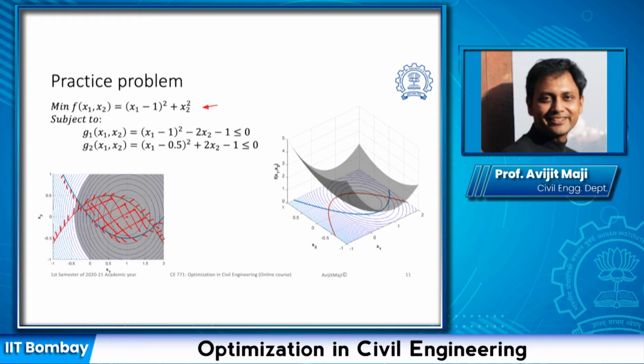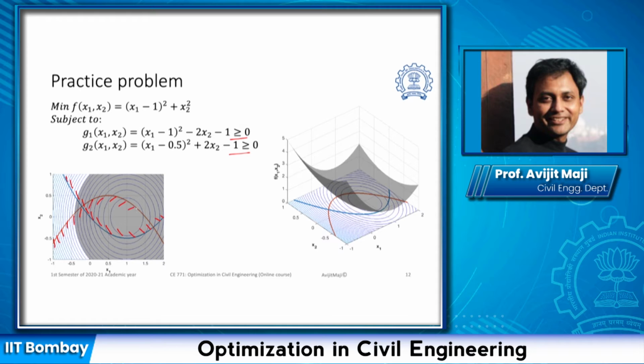Now this same problem I am going to change a little bit for another practice problem. In this case, I am changing the sign of the constraints from lesser equal to 0 to greater equal to 0, and once we make this change, my feasible region for each of the constraints is going to change. Now this part becomes infeasible for the first constraint, which is represented by the blue line, and for the second constraint, which is represented by the orange line, this part becomes my infeasible region.